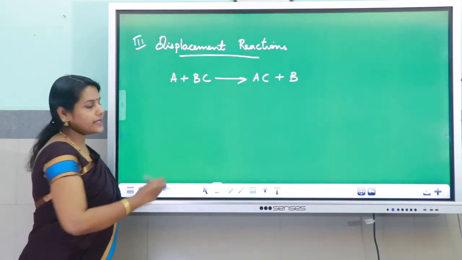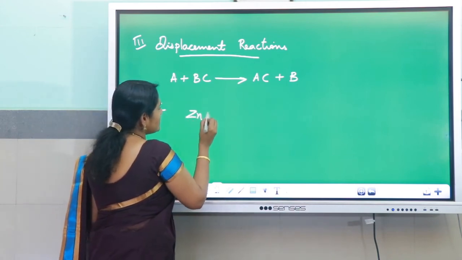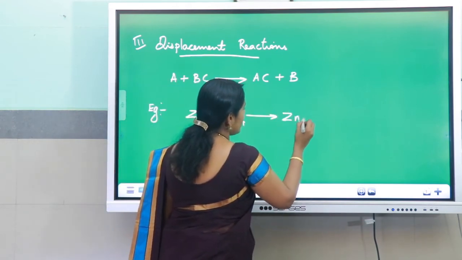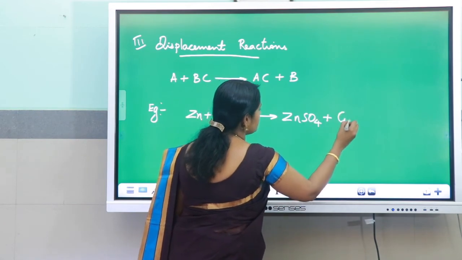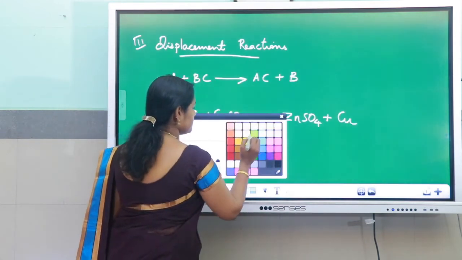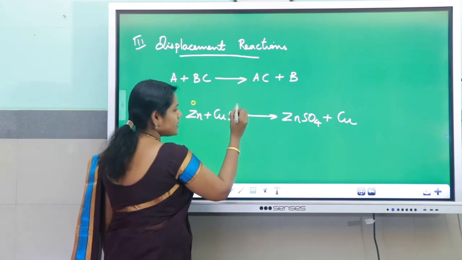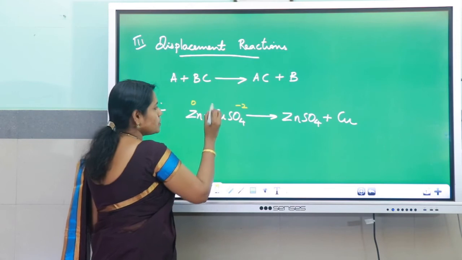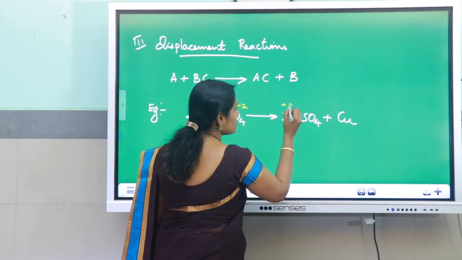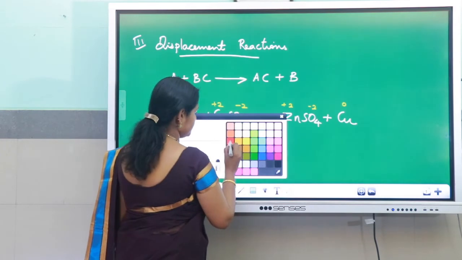So let us see few examples. First example, Zn plus CuSO4 gives ZnSO4 plus Cu. So let us calculate the oxidation number. Zinc, since it is in the free state, it is 0. Then sulfate SO4 2 minus, so it is minus 2, so copper is plus 2. Together it is 0. Then ZnSO4, Zn is plus 2, sulfate is minus 2 and copper is 0.